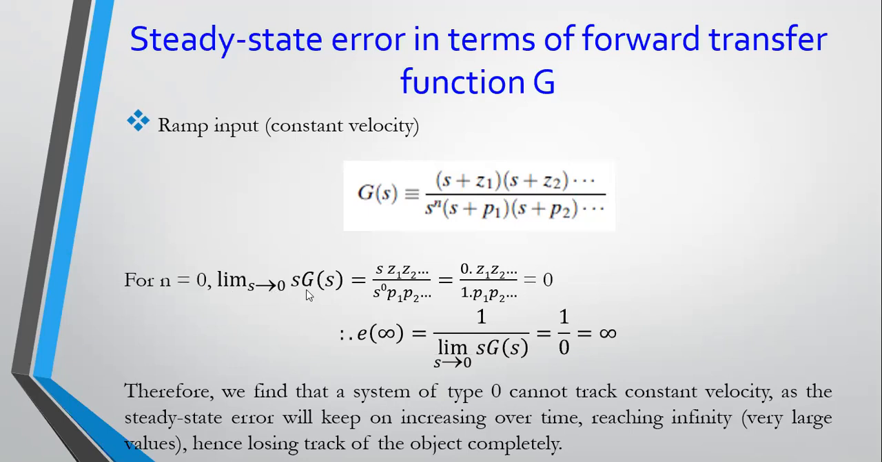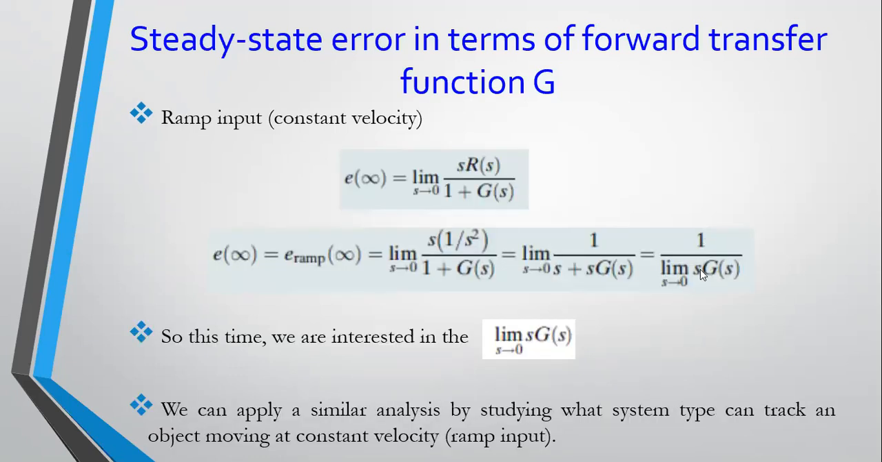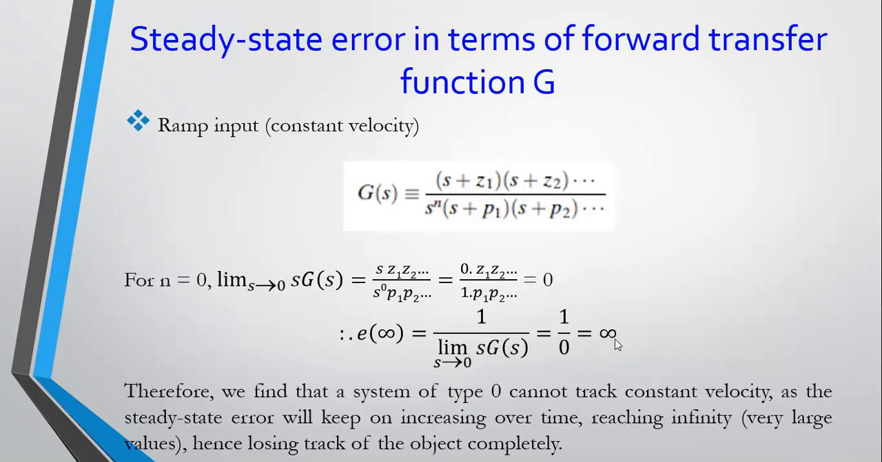If we find this limit here, remember you have sG(s). This is why this s is there. Now it's a type 0 system, so this is s power 0 here. So there's nothing in the denominator. The s in the numerator, because it's sG(s) now, would create a 0 result. And now the steady state error, if you just go one slide back, was 1 over that limit. So 1 over 0 gets infinity. So your steady state error now would be infinity, meaning a type 0 system is not able to track constant velocity moving objects.